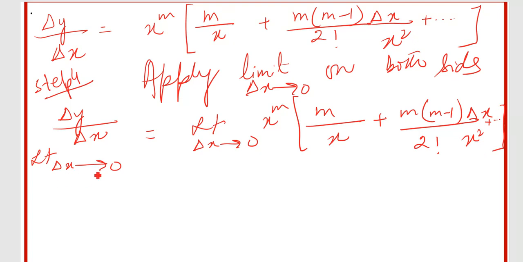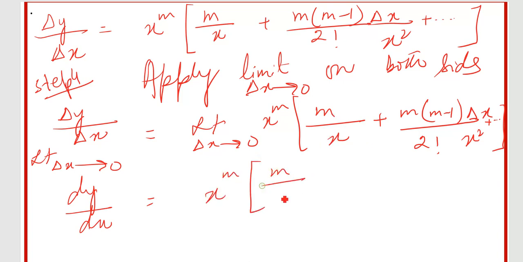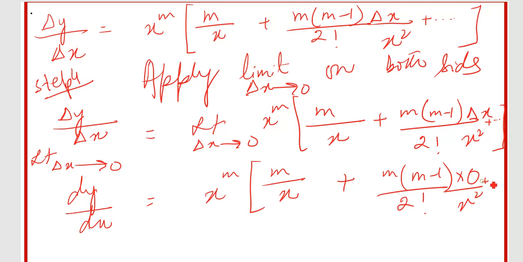So when we apply delta x tends to 0 on delta y over delta x, it would be dy by dx. Here wherever you will see delta x, you have to put 0, so there is no delta x, m over x will remain the same. But here we have m into m minus 1 divided by 2 factorial, and this is delta x 0 and then x square plus so on. So 0 multiplied by anything will convert to 0. So this whole part is equal to 0.